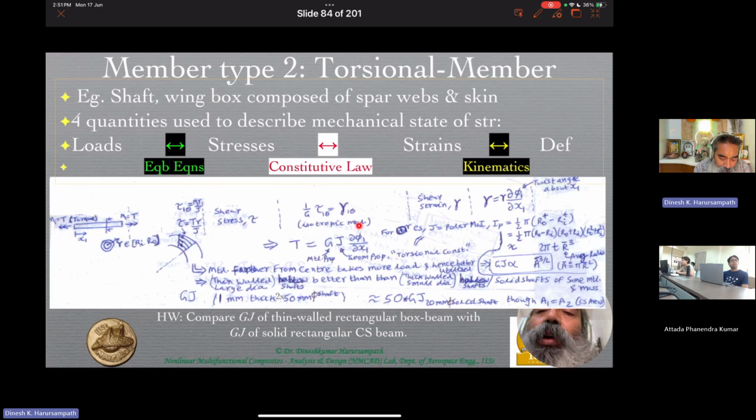As soon as you say isotropic material, or for that matter even a composite, as long as it is orthotropic or transversely isotropic, a particular layer with the coordinate system such that x1 is along the fiber direction, and x2 and x3 are along the directions perpendicular to that and mutually perpendicular, then we would have this linear relationship between tau and gamma, with the constant of proportionality involving the shear modulus.